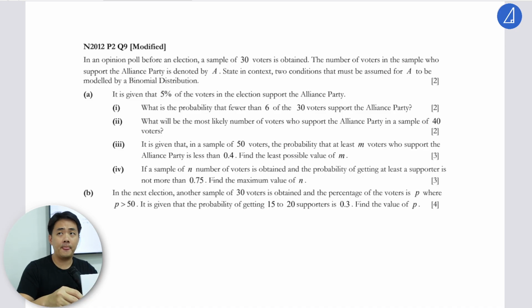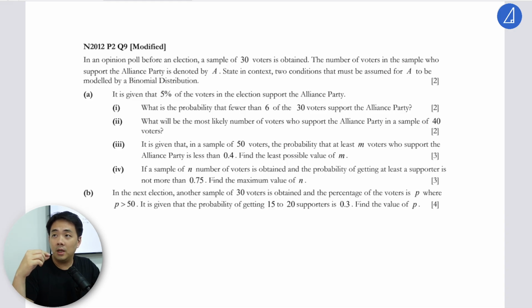Each voter's decision to support A is independent of the other voters. Because if you choose 30 voters who come from the same family and have the same political ideology, then they will all support the same party, or none will, and the model will not hold. So you need to make sure that each voter is independent of another.